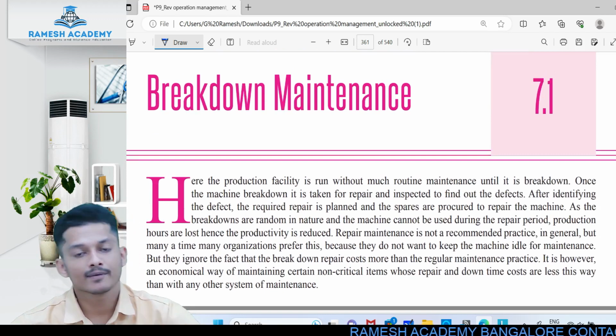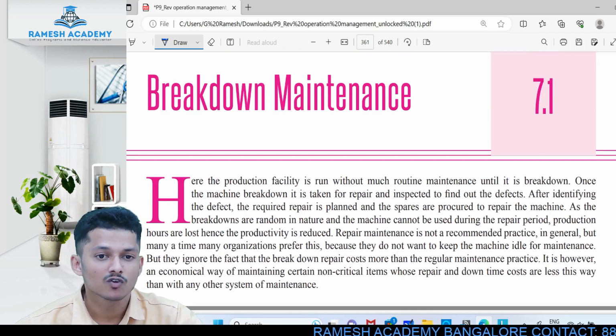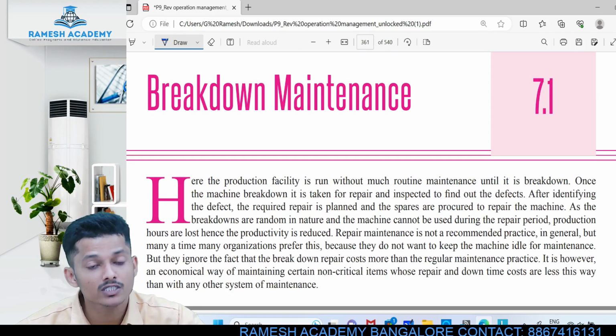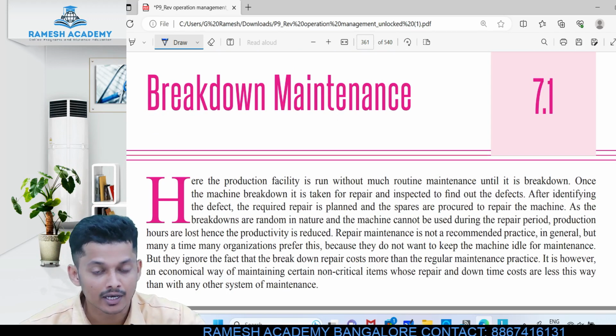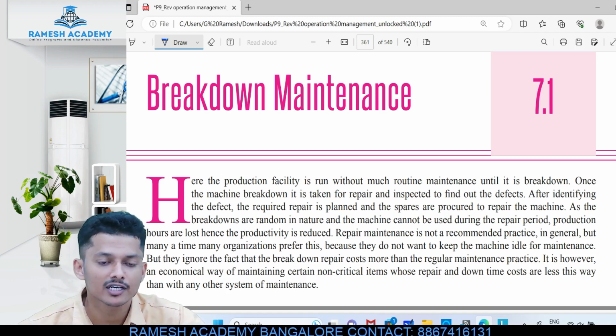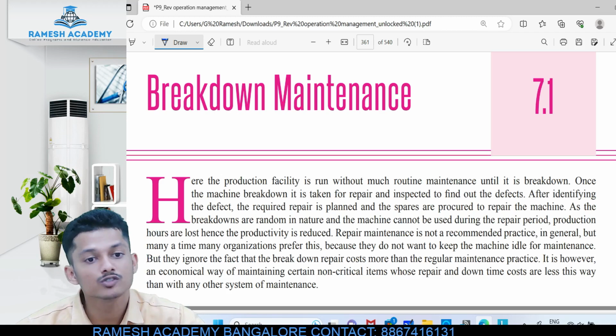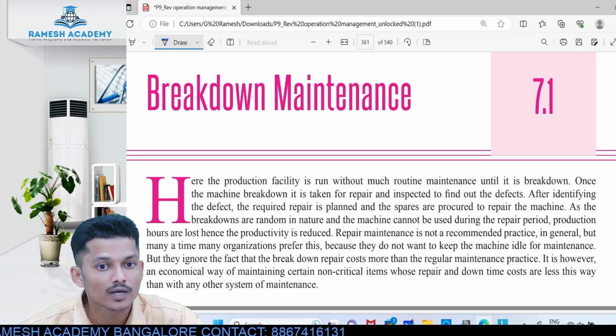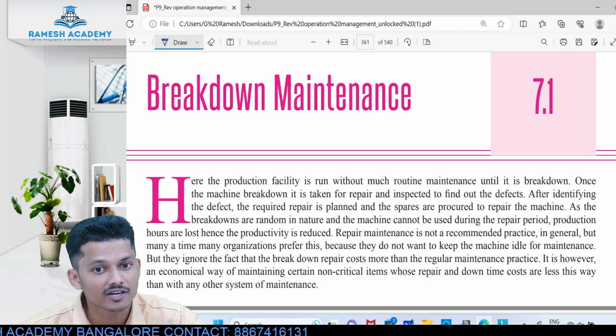First one, 7.1, that is breakdown maintenance. What do you mean by breakdown first of all? And maintenance, you know the terms already, you learned it. What is a breakdown? A machine breakdown. A machine which is working efficiently or inefficiently, it is not working well, or it would have stopped. Here the production facilities run without much routine maintenance until it breaks down. So once the machine breaks down, it is taken for repair and inspected to find out the defects.